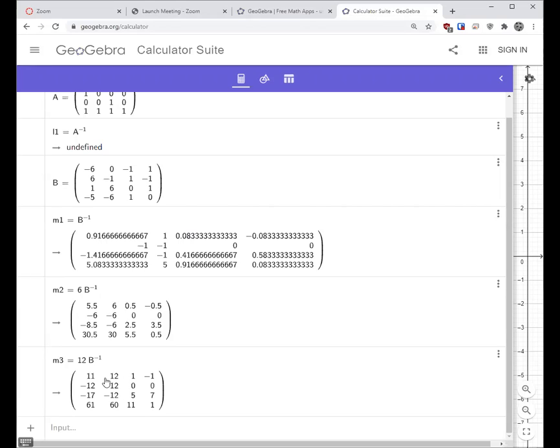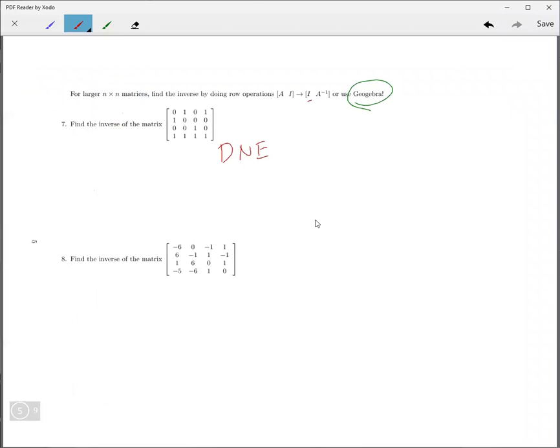So this will be 11 over 12. 12 divided by 12 will put a 1. So it'd be 11 12ths, 1, 1 12th, negative 1 12th, negative 1, negative 1, 0, 0, negative 17 over 12, negative 1, 5 12ths, 7 12ths, so on. Okay, so you have to input it like that. So let's go back over to this one.